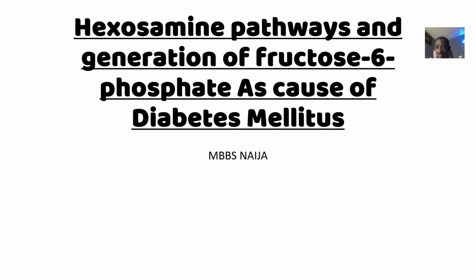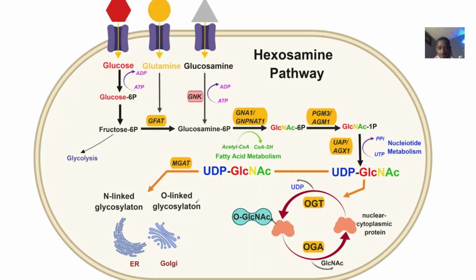Alright guys, so in the pathogenesis of complications of diabetes mellitus, there are steps before the complications come up, like all those diabetic retinopathy, diabetic neuropathy, and all those diabetic stuffs. So one of these steps, or the last step, is what is known as what? Hexosamine pathway and generation of fructose-6-phosphate as a cause of what? Diabetes mellitus complications, rather. Right? That complications is supposed to be there, very important.